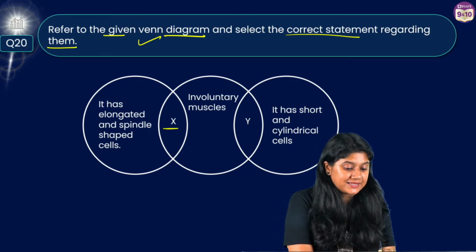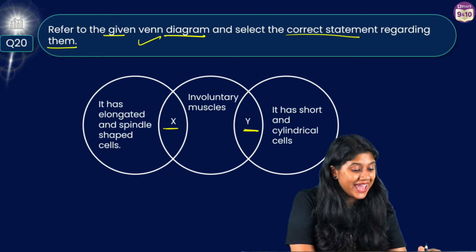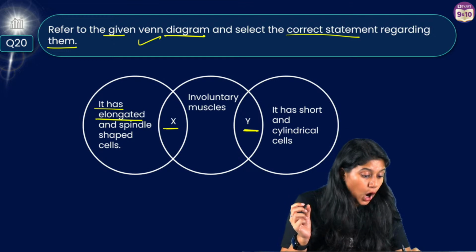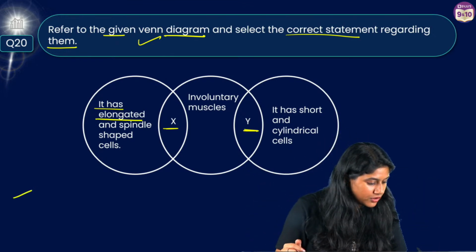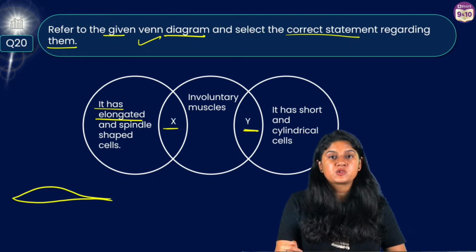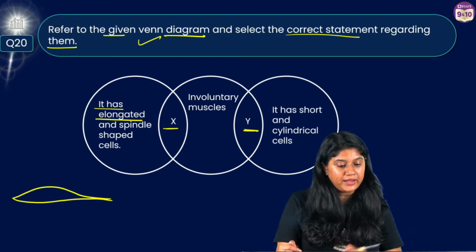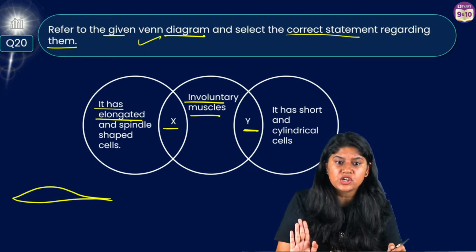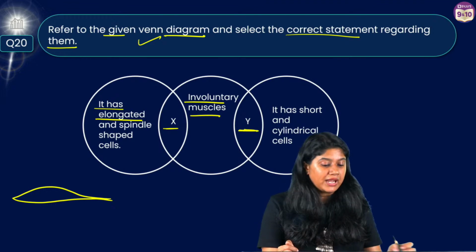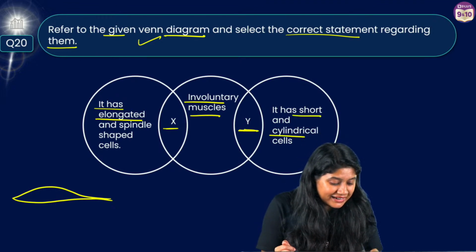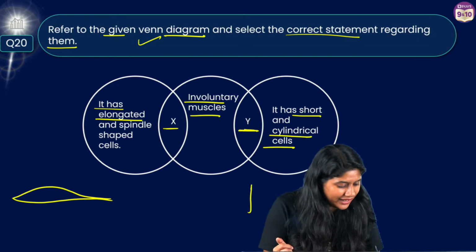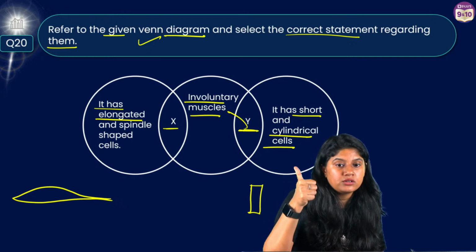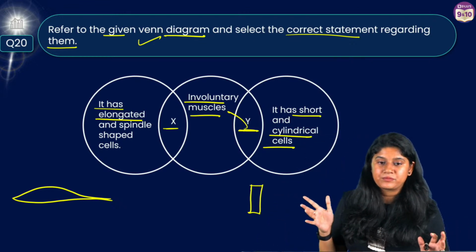So we are talking about X and talking about Y. What we know about X is it has an elongated and spindle-shaped structure. This is very easy. Spindle-shaped structures are there in the smooth muscles. They're involuntary. We know that smooth muscles are involuntary in nature. Y has short and cylindrical cells. We know that one is cardiac muscle and one is smooth muscle.